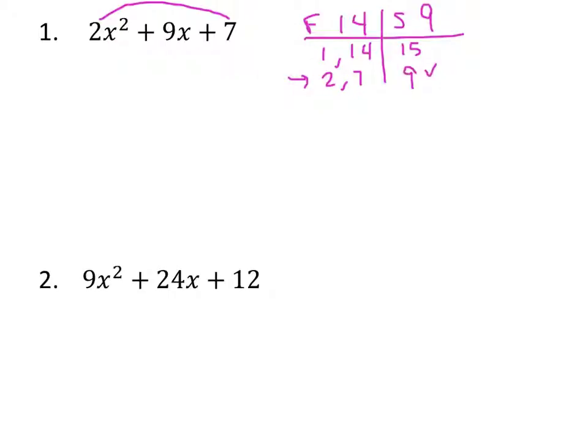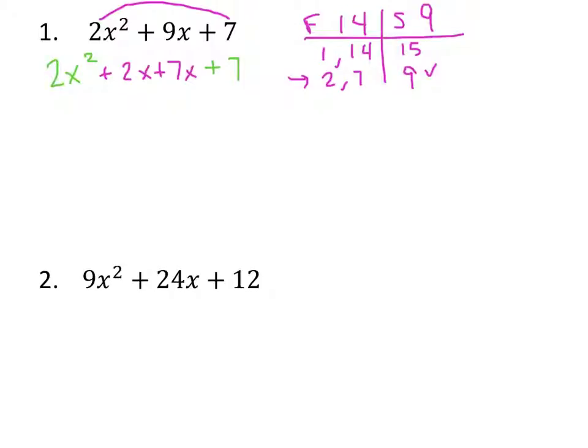So what I'll do is bring down the 2x squared, and then where this 9x is, instead of writing 9x, I'm going to split that up by saying plus 2x plus 7x. See, if I combined like terms, I'd get back to my 9x, but I'm wanting to break this down. Then I'll bring down my plus 7.